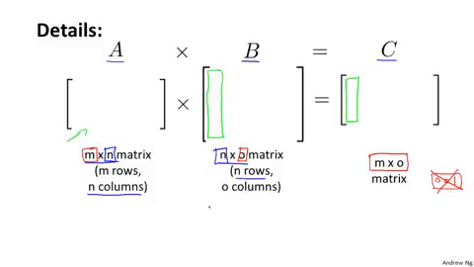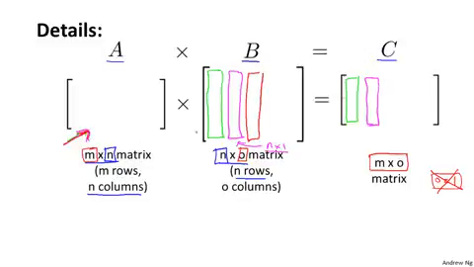Then I'm going to take the second column of B. This is another n by 1 vector, an n-dimensional vector. I'm going to multiply this matrix with this n by 1 vector. The result will be an m-dimensional vector, which I'm going to put there, and so on. Then I take the third column, multiply it by this matrix, and get an m-dimensional vector, and so on until you get to the last column, where the matrix times the last column gives you the last column of C.